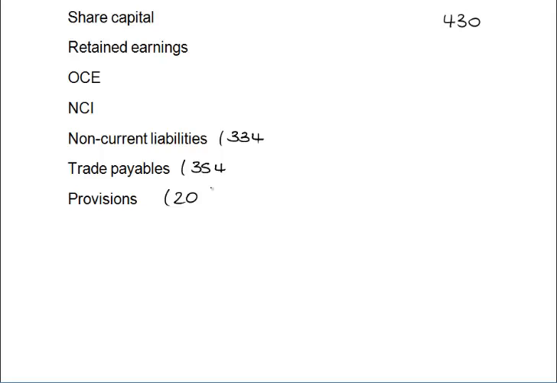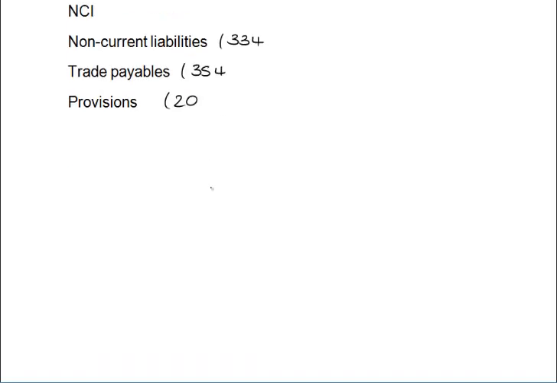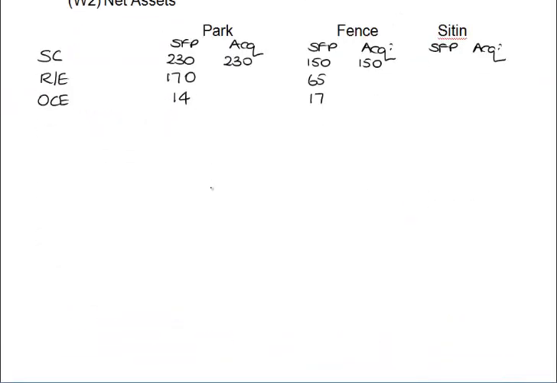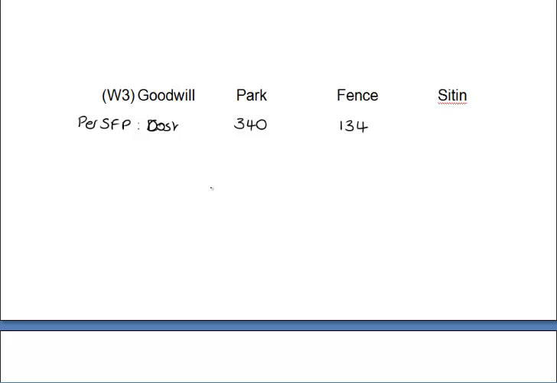We've then got some extra information. On the 1st of June X8, Grange acquired 60% of Park for 250 million. So this is the date at which we achieved control. Let's just pop down. And do you see we've got a problem? In my note here, I've stuck that in at 340.